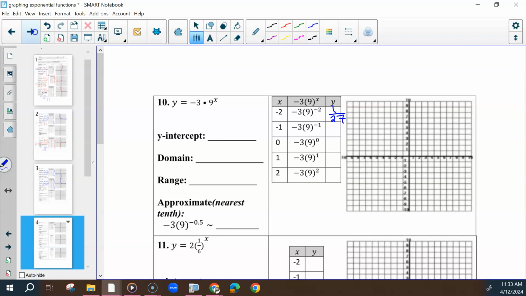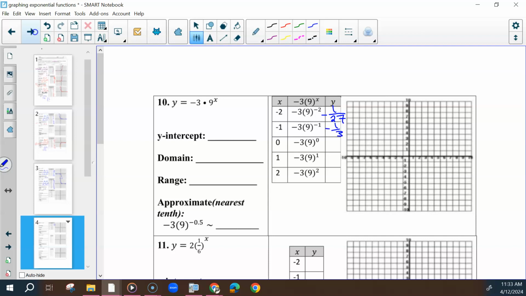9 to the negative 1 times negative 3. 1/9 times negative 3 is negative 3 over 9, which would simplify to 1/3. Oh, that should be negative. Negative 1/3, yeah.